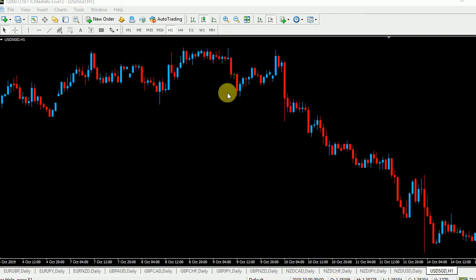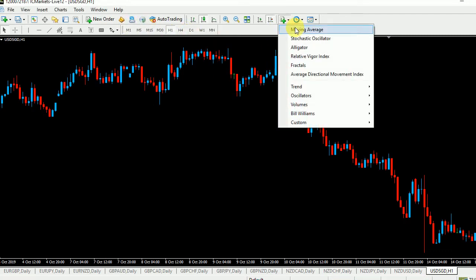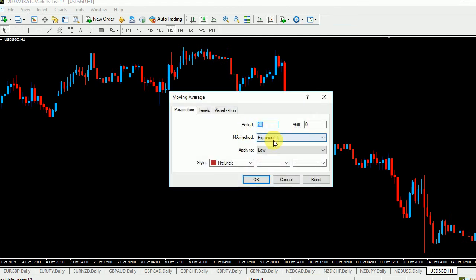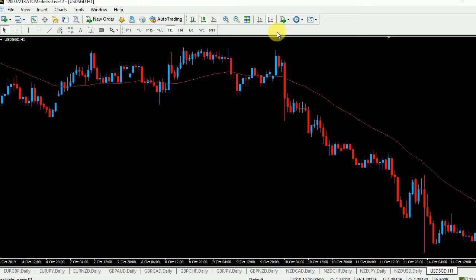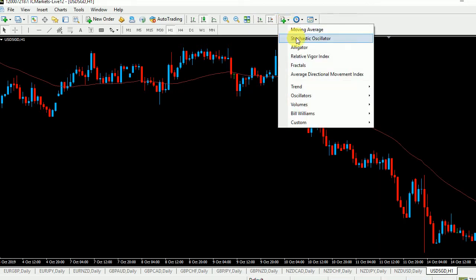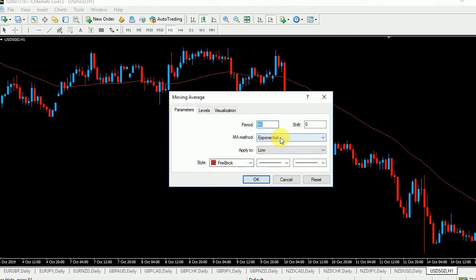First of all, we need to add two moving averages: 48 exponential low, shift 0, and then we will add another moving average, exponential, set to high.